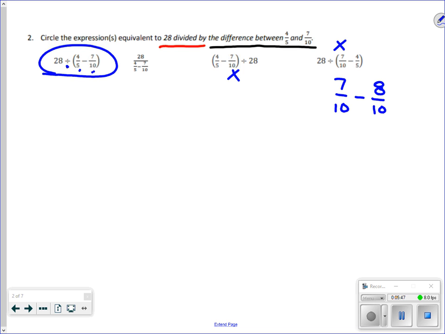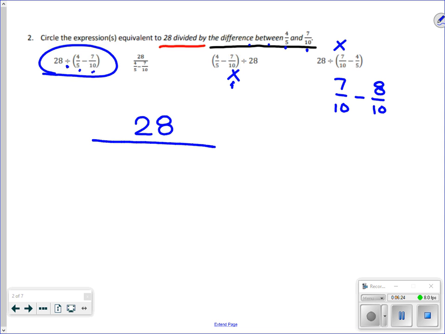This does not say the same thing. This is something divided by 28. This is 28 divided by. Plus, if you look at your difference between 4/5 and 7/10, it has 4/5 first. So the only other option is this one. Now, does that mean that it is the answer? No, because it says expression or expressions in parentheses, saying there could be more than one. So we need to look at it.